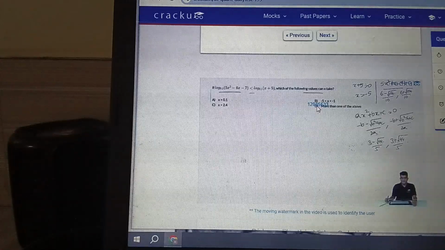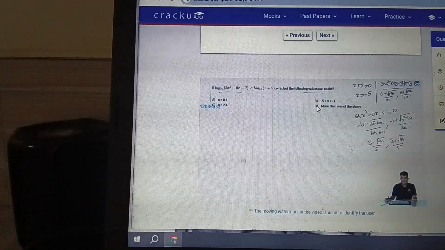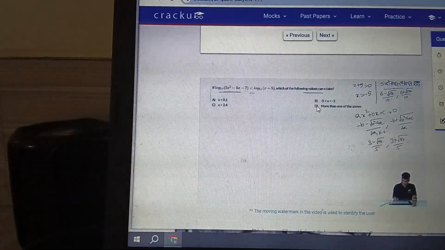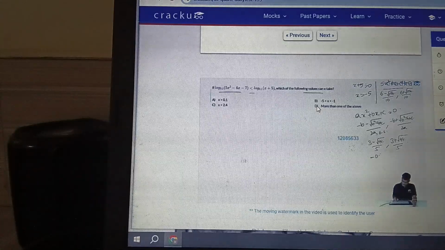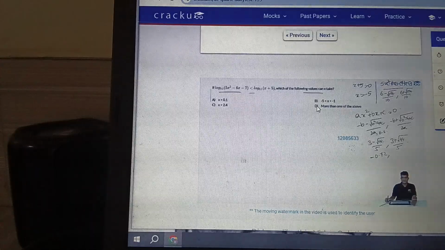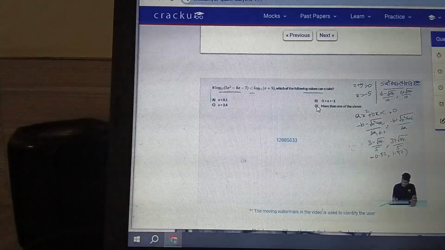Square root of 44 you can approximate to equal 6.6. That is a rough estimate. So this is 3 minus 6.6 is minus 3.6 divided by 5. So this is minus 0.72. And 3 plus 6.6, that is 9.6 divided by 5. So this is approximately equal to 1.92. These are the two roots.